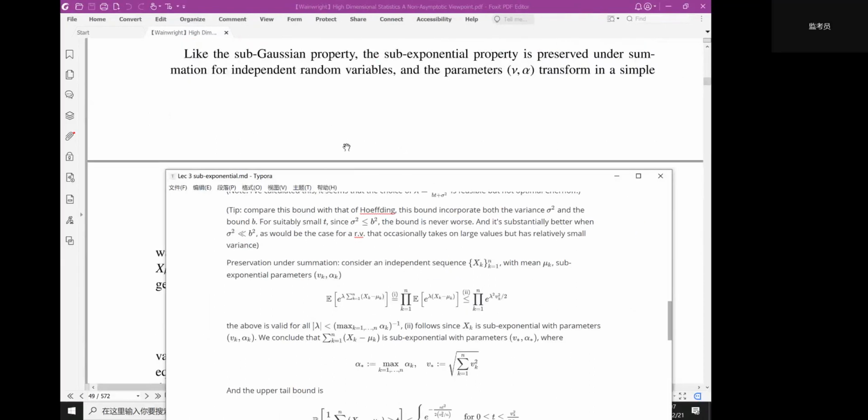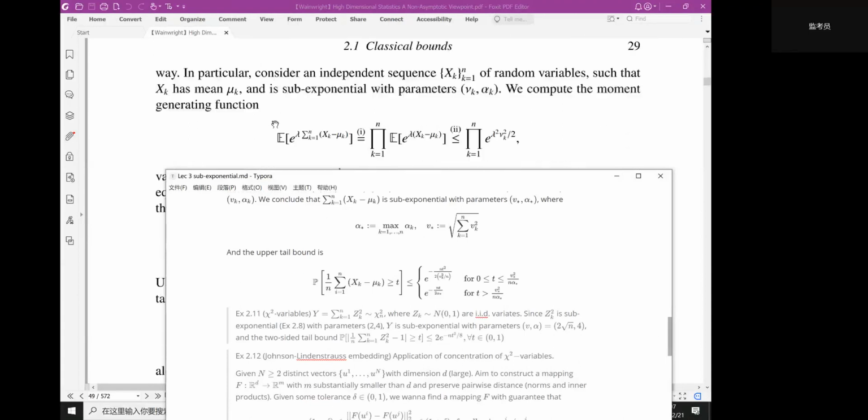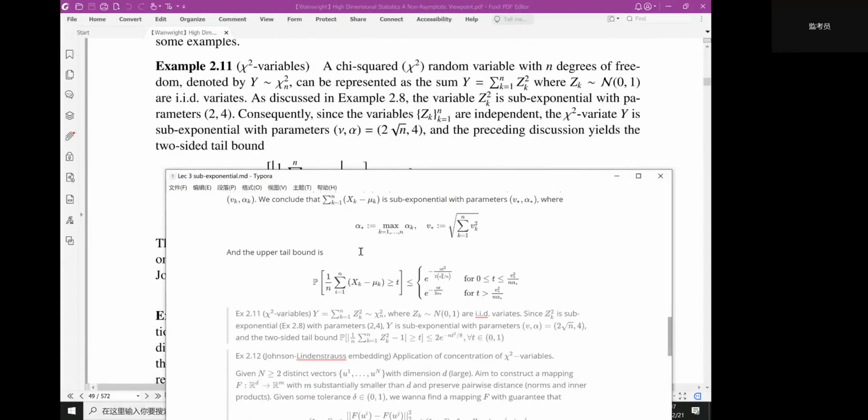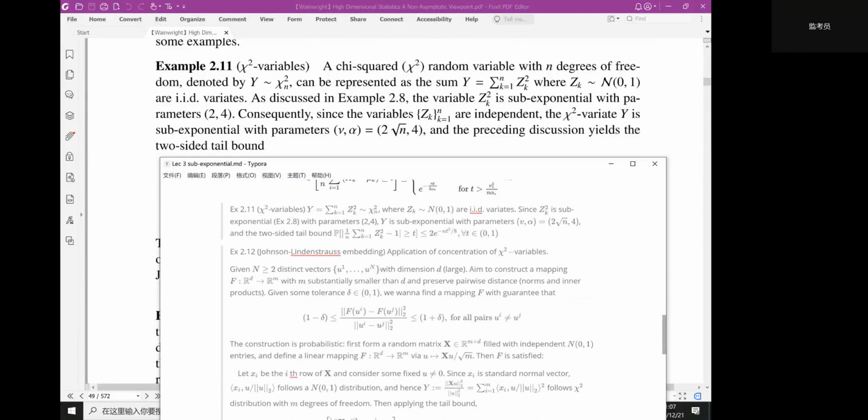And like the sub-Gaussian property, sub-exponential also satisfies preservation under summation. The proof is also intuitive, by some algebraic calculation. And finally, there are two examples of sub-exponential. The first one is chi-square variables, and the second example is a direct application of chi-squared variables. This is called the Johnson-Lindenstrauss embedding.